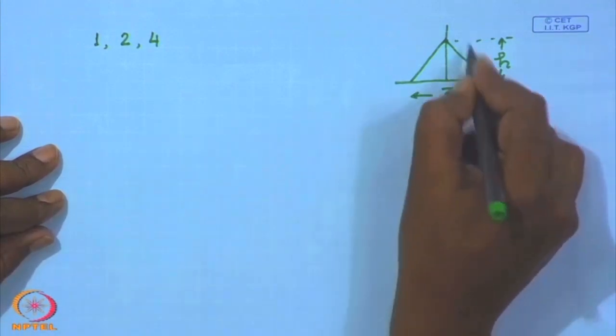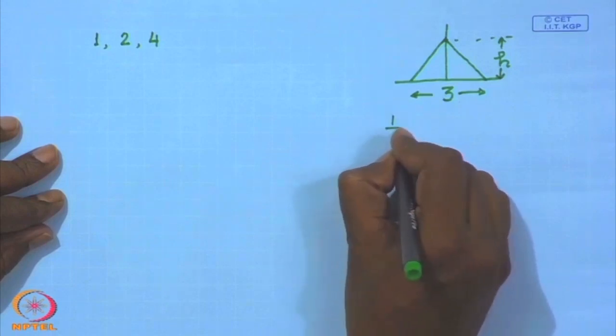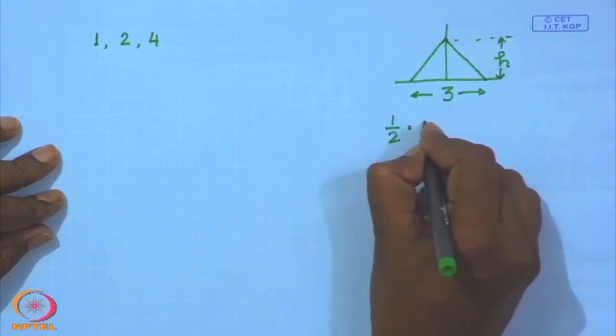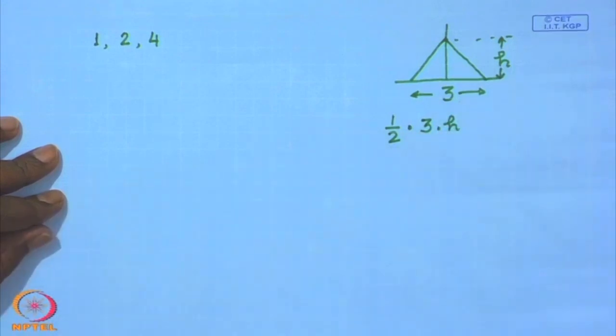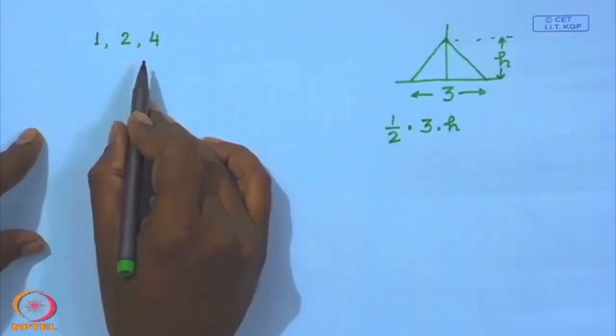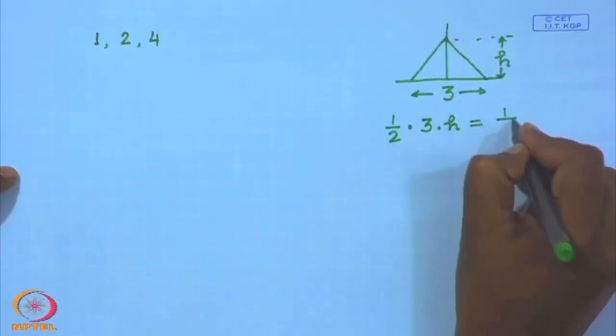So, as you know, the area of such a triangle is nothing but half into width, which is 3, into height. So, this is the area of the triangle, and the area of each of these triangles has to be equal to 1 upon 3, because I have 3 samples and the total area of all the windows has to be equal to 1. Okay. So, the area of an individual triangular window has to be equal to 1 upon 3. So, I put this equal to 1 upon 3.